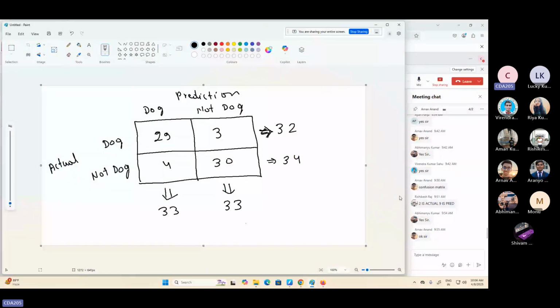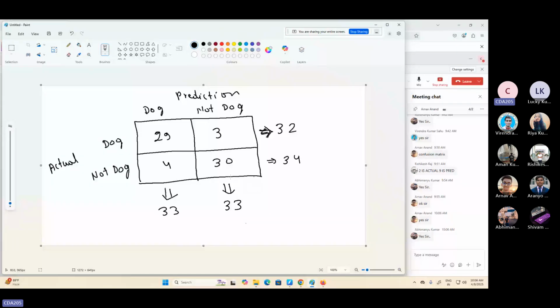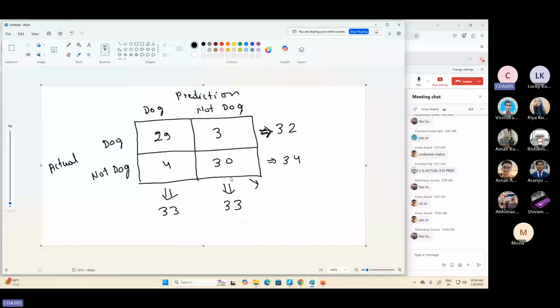Okay, have you gone through this example? Everyone, are you clear with this confusion matrix, numbers 29, 3, 4, and 30? Okay, now we can see another thing, that is the accuracy. How to calculate the accuracy from this? So what is the accuracy formula? That is number of correct options by total options.